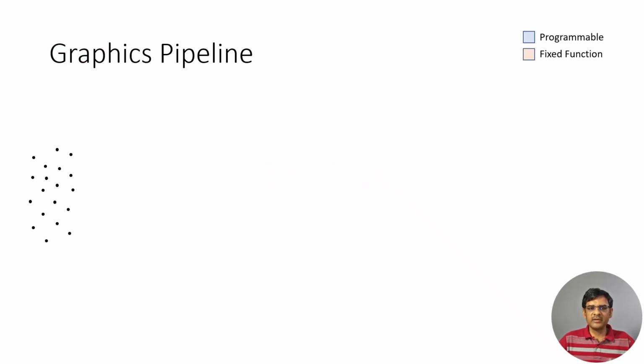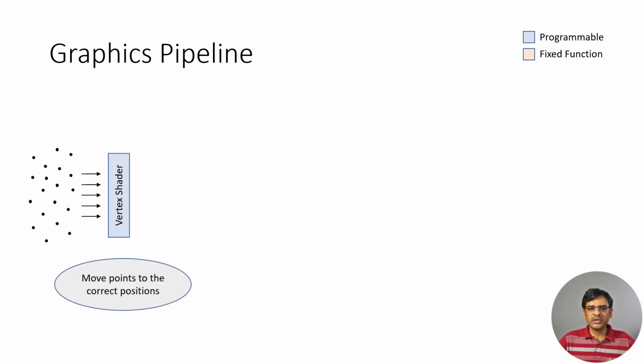So let's first look at how a simplified graphics pipeline works. Consider a set of vertices that makes up the mesh to be rendered. It first passes through what is called the vertex shader, which transforms the points to the position relative to the camera. The logic in this stage is programmed by the developer.